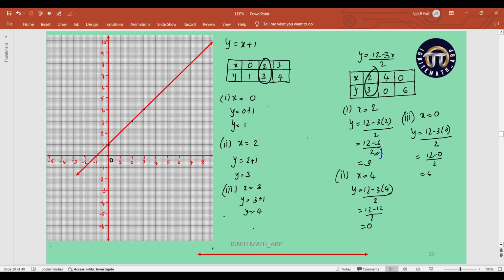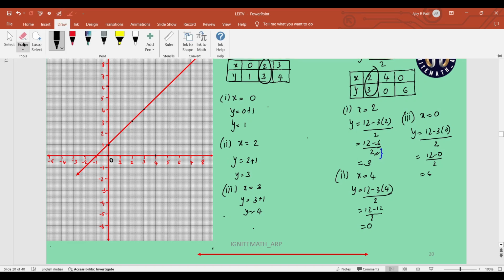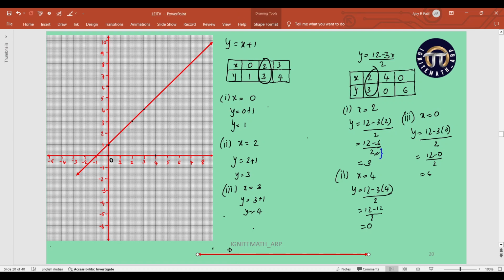Okay, so 2 and 3, here I get 4 and 0. This is 4 and 0 here. Then 0 comma 6, x is 0, y is 6. This is the point. Again I need to take this line and draw the line connecting these points.